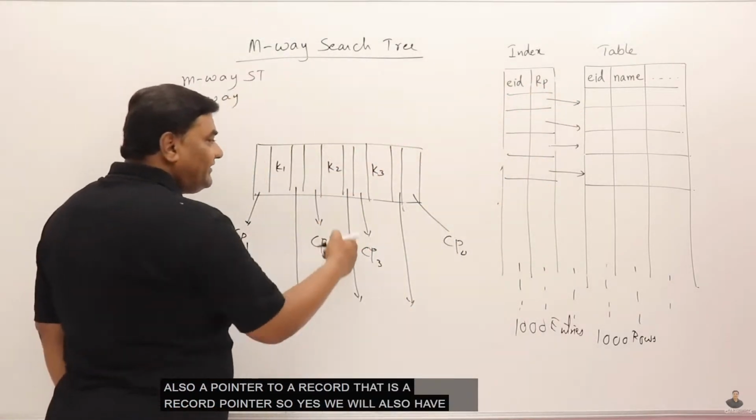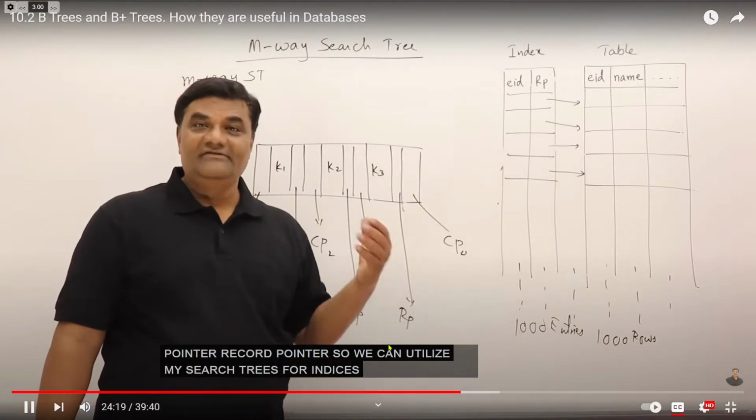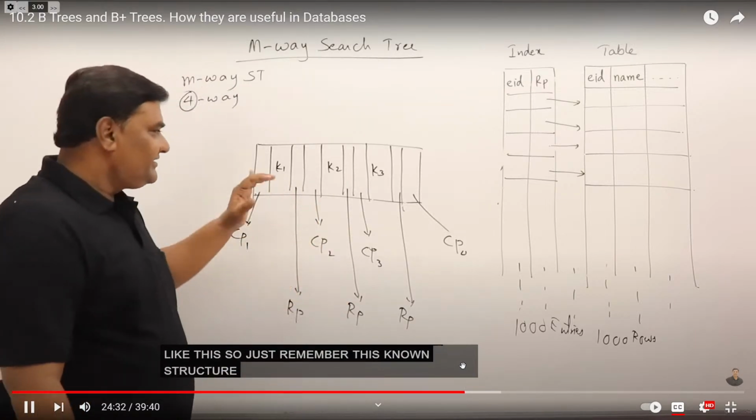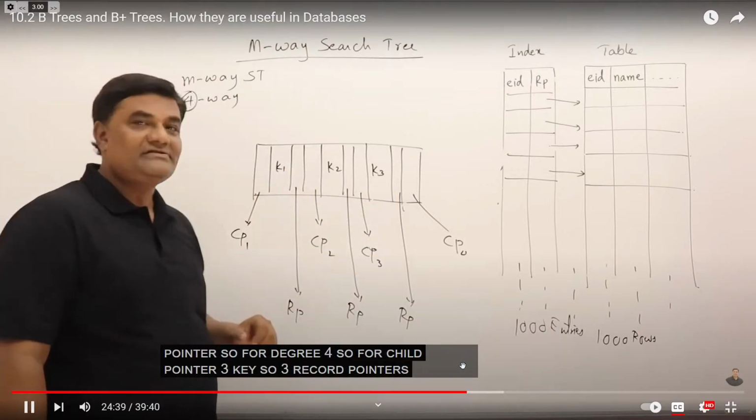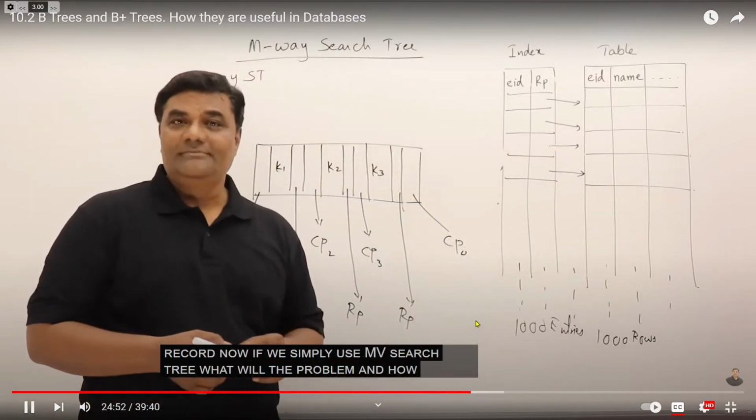That's a record pointer. So yes, we will also have a record pointer. So this is a record pointer. So we can utilize m-way search trees for indices, that is multi-level indices, where the tree will have multiple levels. For making multi-level indices, we can utilize an m-way search tree, but the node structure should be like this. Just remember this node structure. Keys are there and child pointers. For degree 4, there are 4 child pointers, 3 keys, so 3 record pointers. For each key, there's a pointer to the record. Now, if we simply use an m-way search tree, what will be the problem? And how can we overcome the problem? We introduce B trees.